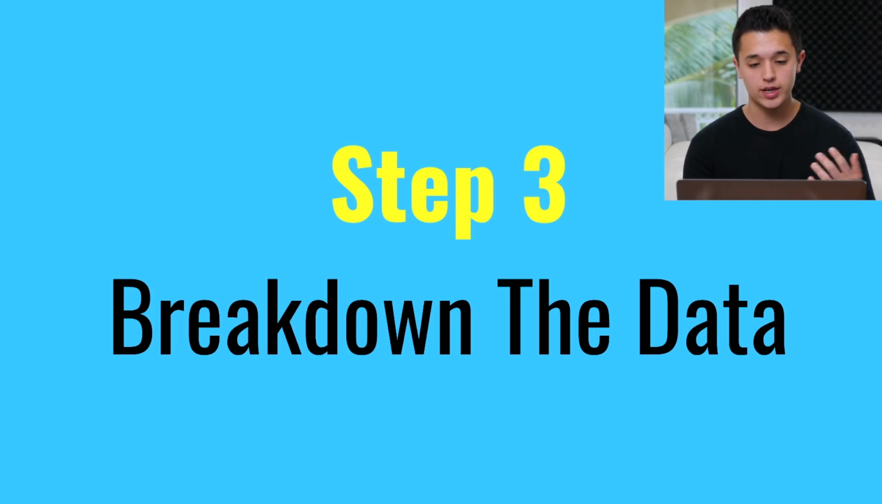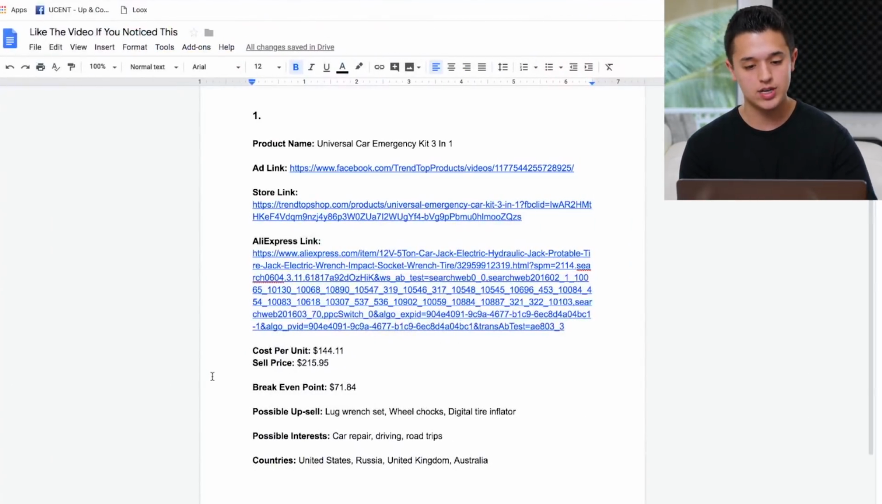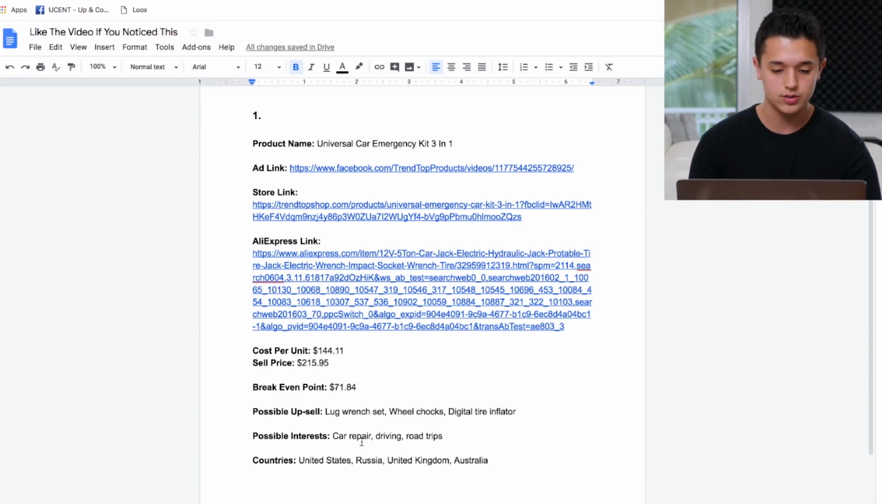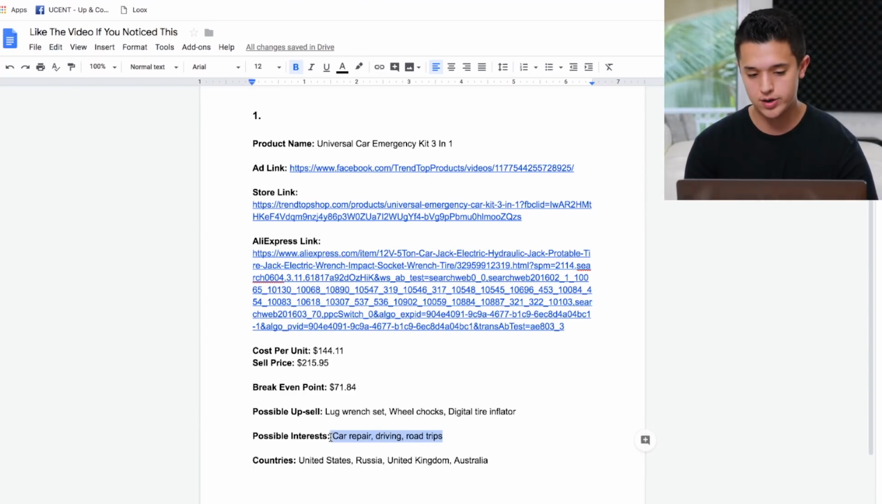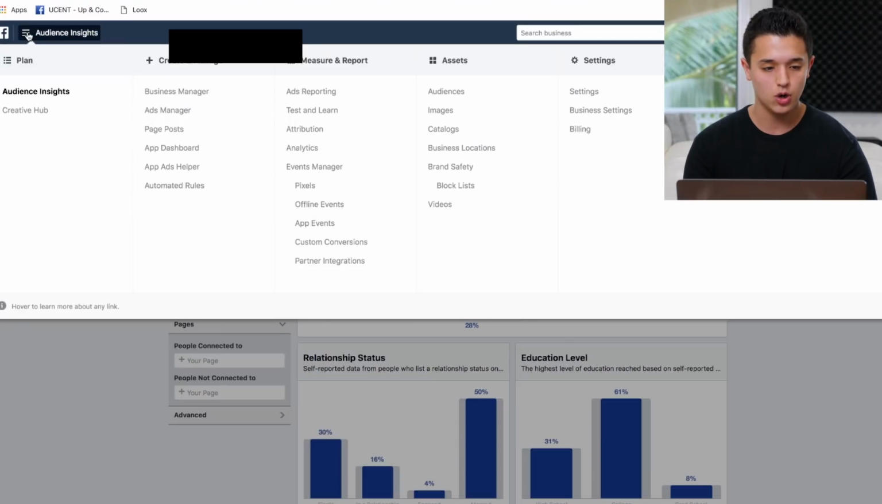Step 3 is breaking down the data. Okay, so we have this data already here for this product. I do this for every single product that I find. What I'm gonna do is look at the general interest. So we have car repair, driving, road trips. Those are just things I thought of in my head. And what we're gonna do is we go to your business manager and go up here to the menu and just go to audience insights, okay?